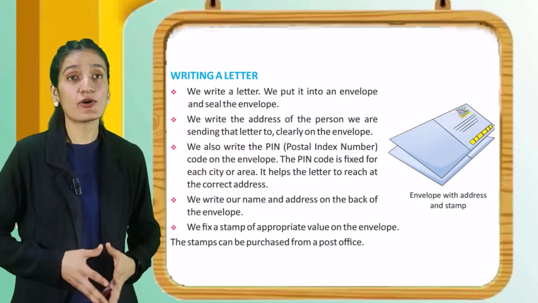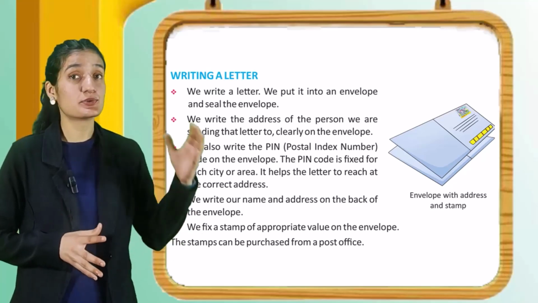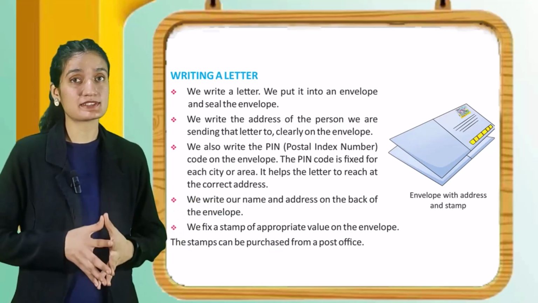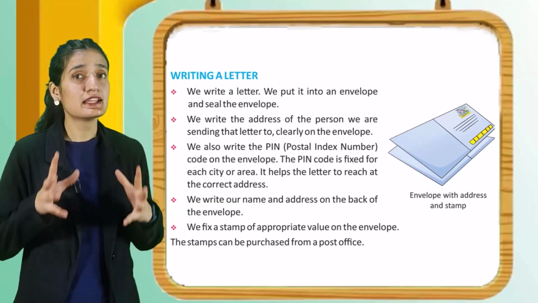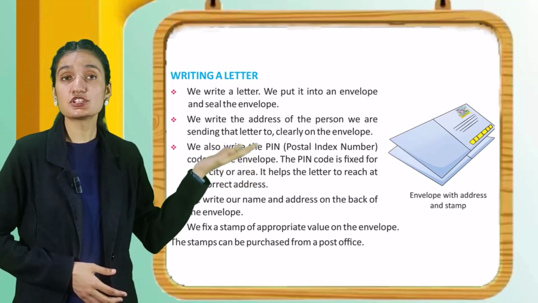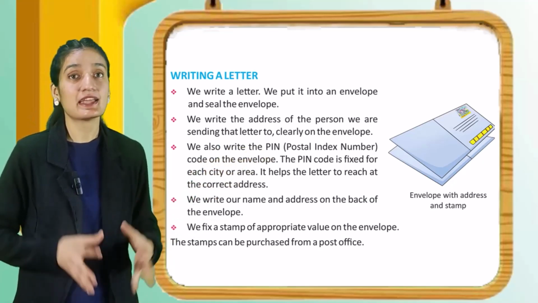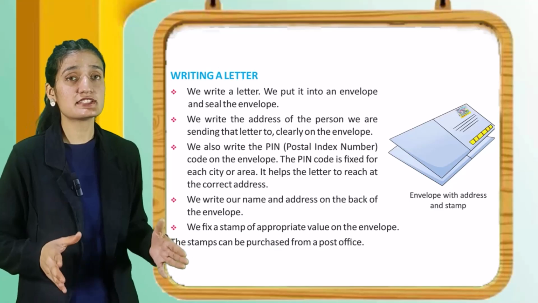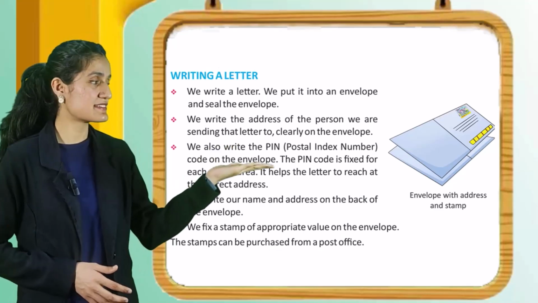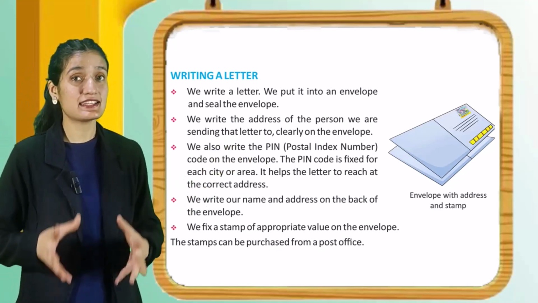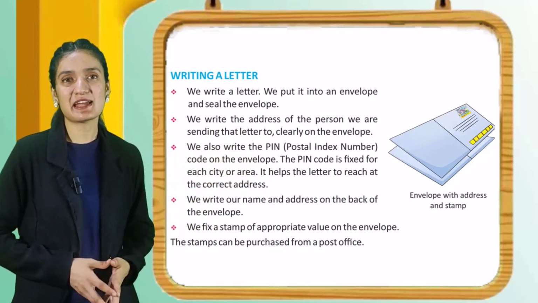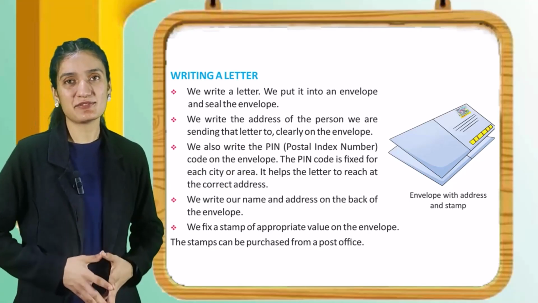So, students, first of all, we write a letter. We put it into an envelope and seal the envelope. Then, we write the address of the person we are sending that letter to clearly on the envelope. After that, we also write the PIN, postal index number code on the envelope. The PIN code is fixed for each city or area. It helps the letter to reach the correct address. Next step is we write our name and address on the back of the envelope. And lastly, we fix a stamp of appropriate value on the envelope.